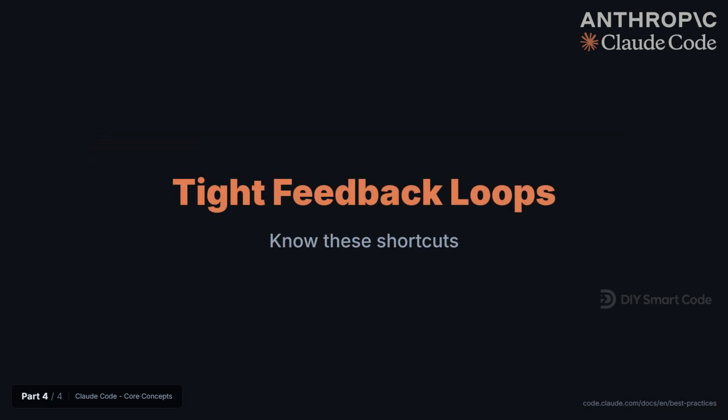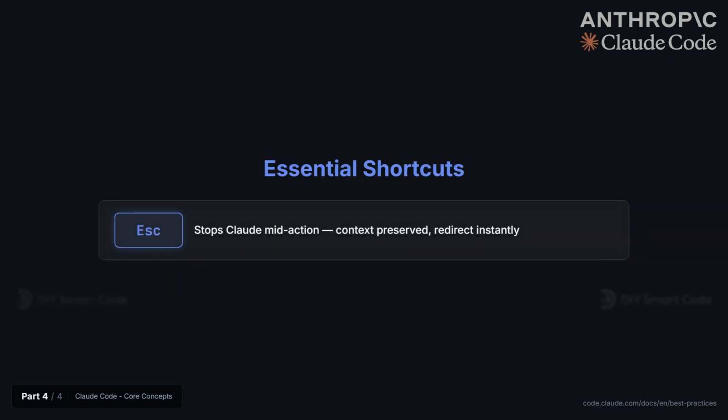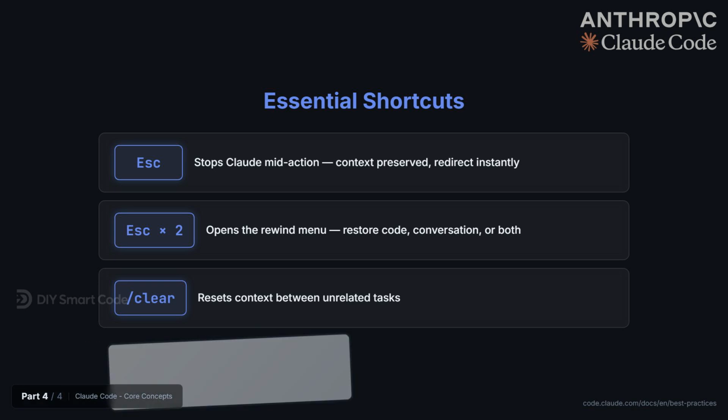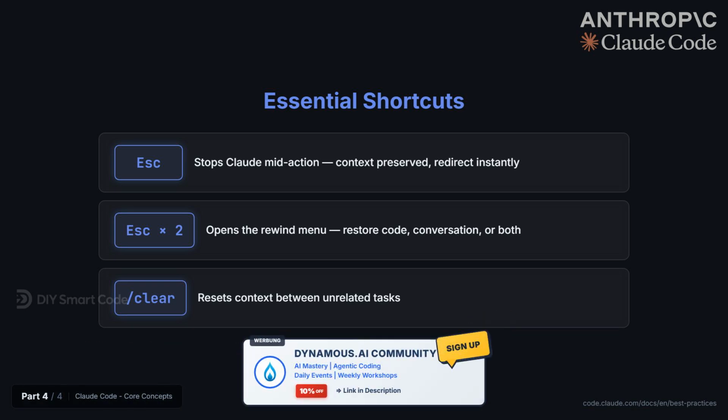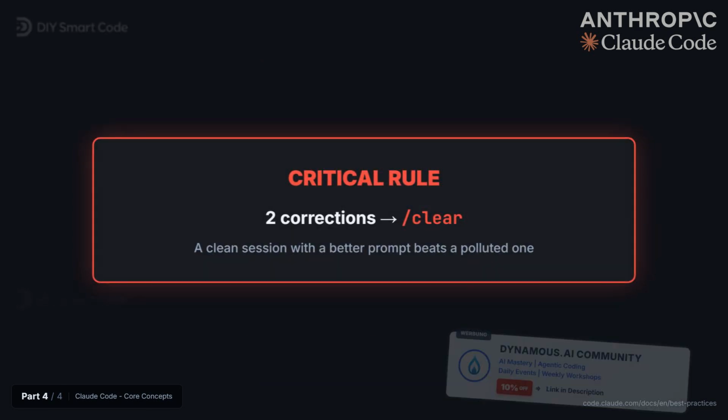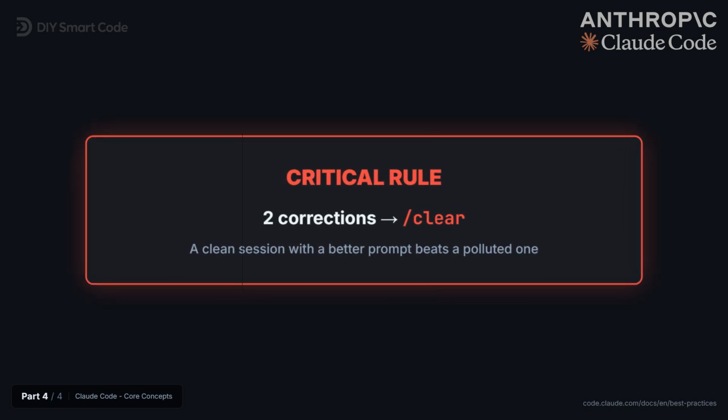The best results come from tight feedback loops. Know these shortcuts. Escape stops Claude mid-action. Context preserved, redirect instantly. Double escape opens the rewind menu. Restore code, conversation, or both. /clear resets context between unrelated tasks. /compact summarizes and frees space. Critical rule: if you've corrected Claude more than twice on the same issue, stop. /clear. Write a better prompt from scratch. A clean session with a better prompt almost always beats a polluted one.